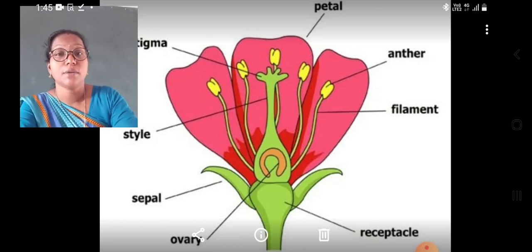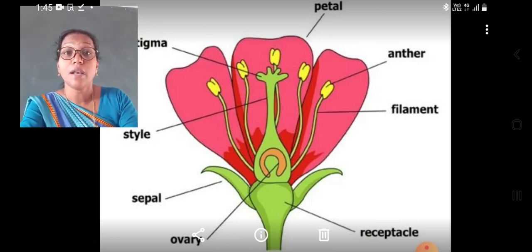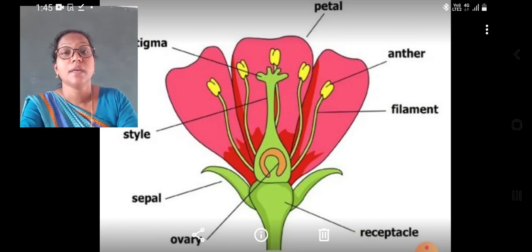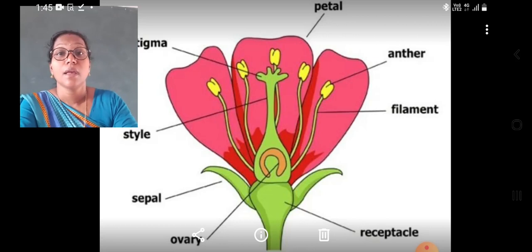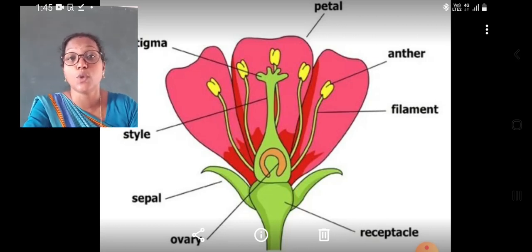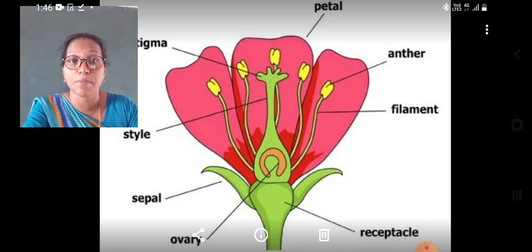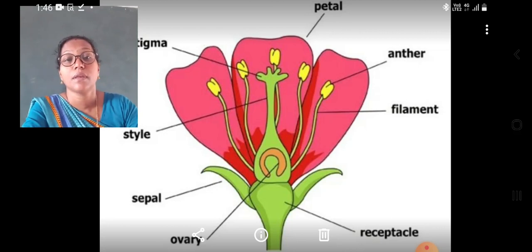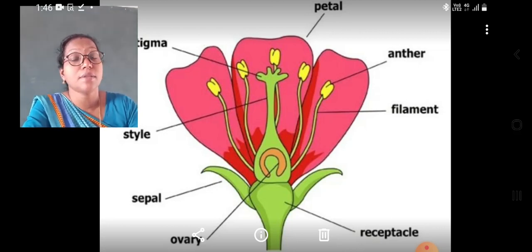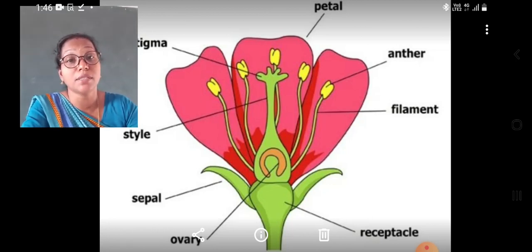The whorls, or the circular arrangement of the different layers in a flower, are arranged on a swollen part above the pedicel, that is called thalamus or receptacle. The sepals are the green protective part of the flower. The sepals protect the flower in the bud stage.